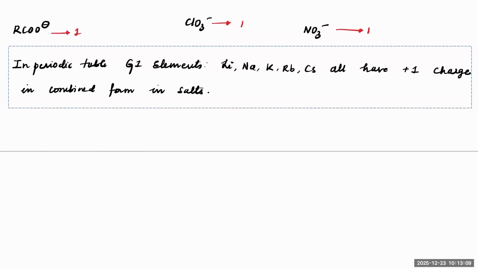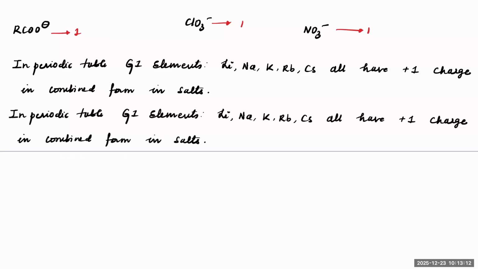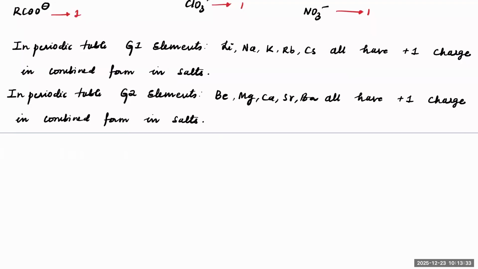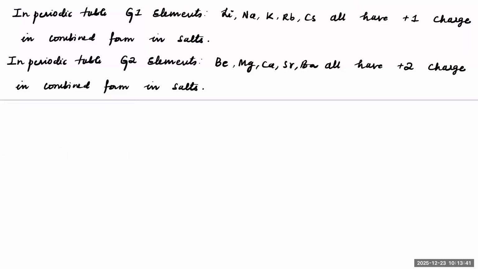Similarly, group 2 elements include beryllium, magnesium, calcium, strontium, barium, and in fact radium also, but radium is radioactive, so I'm not taking that into the picture. They have +2 charge in combined form in salts. So you always notice what charge they carry, then you separate them out. After separating it out, you get an anion and decide what charge is on it.